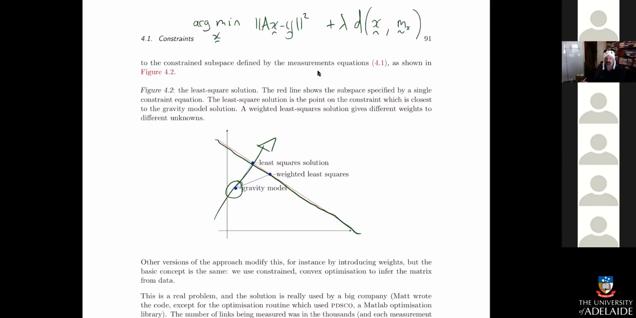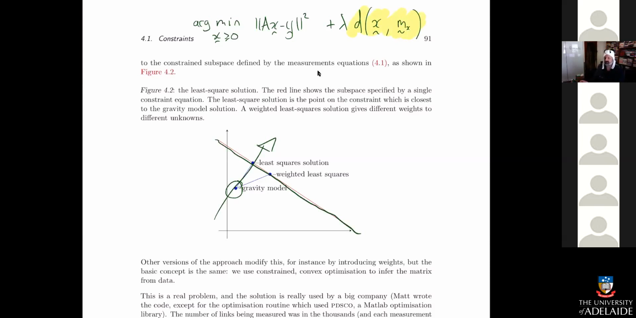And why is this a good idea to do this? Well, you also have to have x greater than 0, because you can't have negative traffic. So x must be greater than or equal to 0. So why is it a good idea to do it this way? Well, firstly, now I have flexibility. I can choose any distance metric I like here.